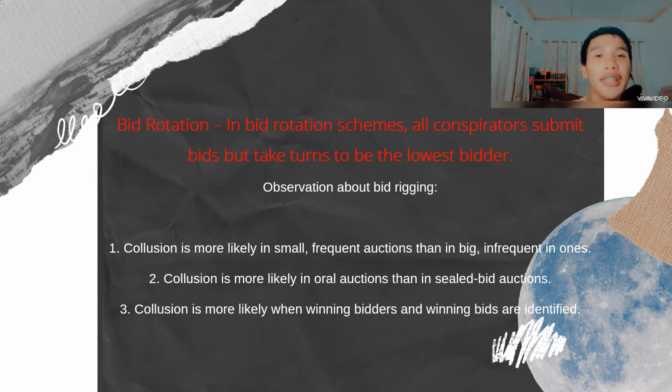So, some of the characteristics of bid rigging: collusion is more likely in small, frequent auctions than in big, infrequent ones. Next, collusion is more likely in oral auctions than in sealed bid auctions kasi mas mahirapan sila dun. Third, collusion is more likely when winning bidders and winning bids are identified. So sure naman nanalo sila sa auction if they will support kung sino yung gusto nilang manalo in an auction.